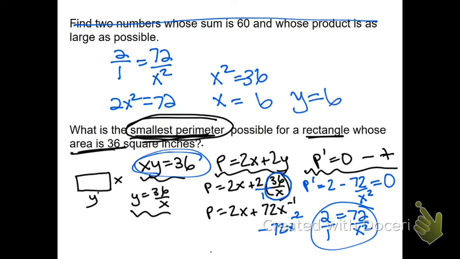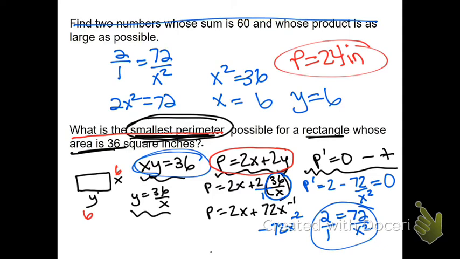Now, what did they say? What's the smallest perimeter? I didn't even answer the question. So always reread the question. What is the smallest perimeter? Well, that means I need to actually plug it in here to get the perimeter, or use my common sense. If this is 6 and this is 6, the perimeter will be 6 times 4, 24. And what are my units? This is perimeter, and area is 36 square inches, so this is 24 inches. Okay, pretty much we're going to do the same type of thing over and over again.